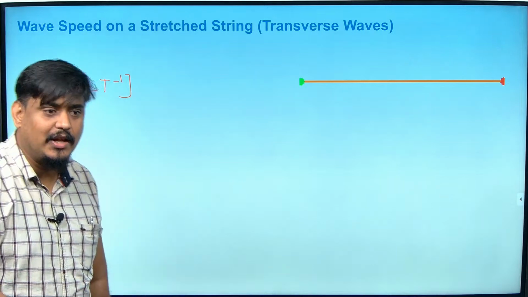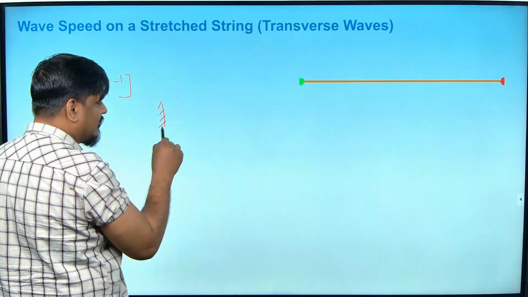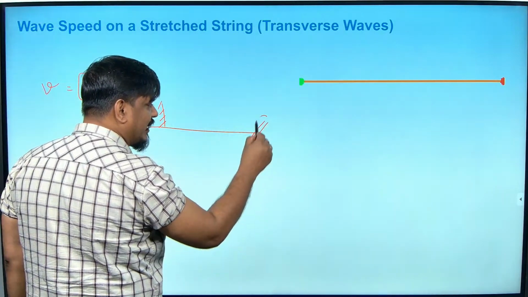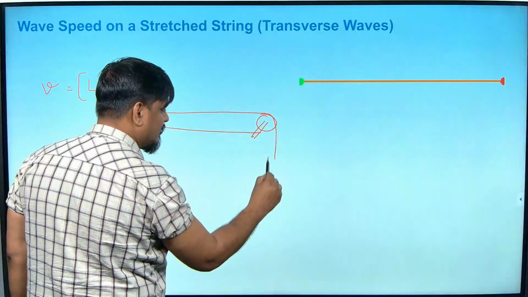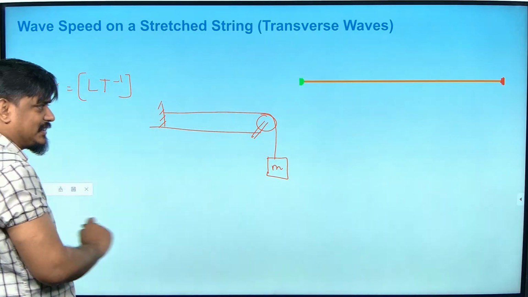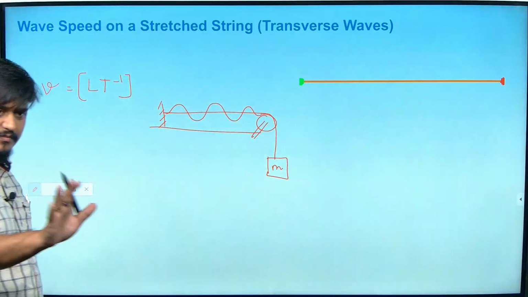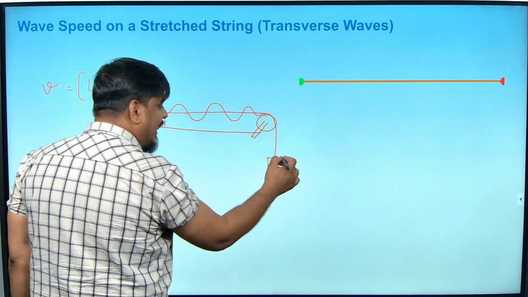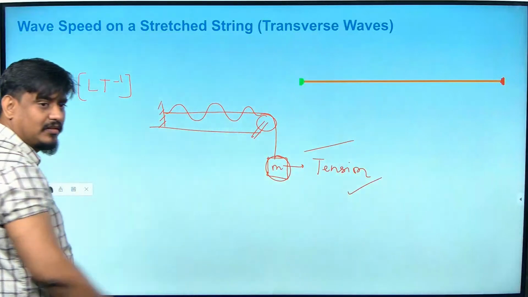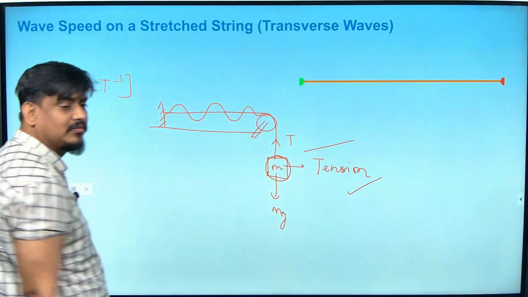Everybody agrees with me? Now imagine, like how I asked you the question just now, if you want to have a wave on a string, what do you do? You can do something like this. If you have the setup at home, keep a mass, fix it, and then pluck here, you will be able to see some kind of wave coming on the string, right? So here, don't you think this M is producing some kind of tension in the string? We studied this in laws of motion, mechanics. This will be mg, this will be tension, isn't it?